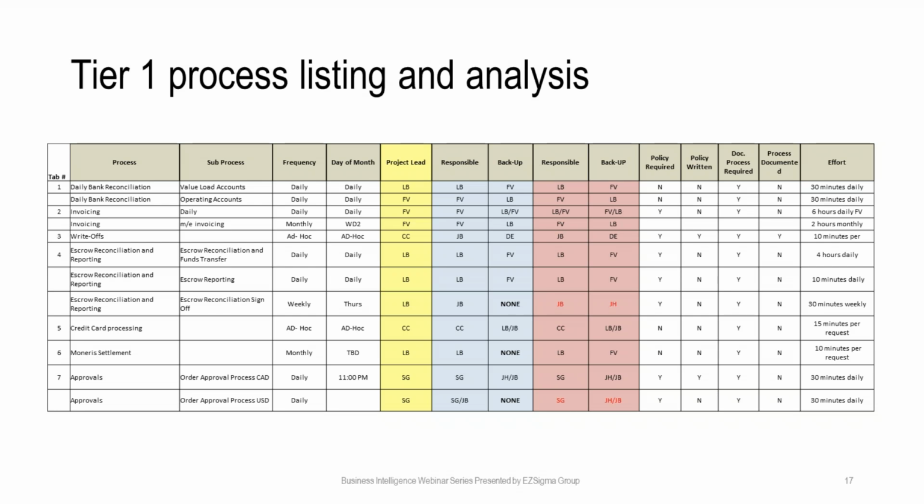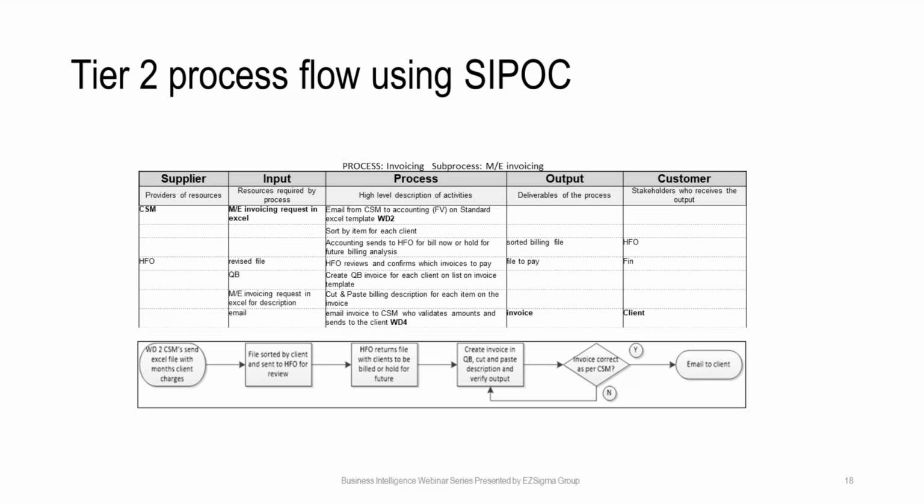Policy required? Was it written? Do we have a documented process? And as we learned more things, we captured some other information around effort, et cetera. So this gave us, reasonably quickly, that list of the 30 things that we needed to know in a hurry. And then what we did is we took those 30 things and we took it down a step to the tier 2.